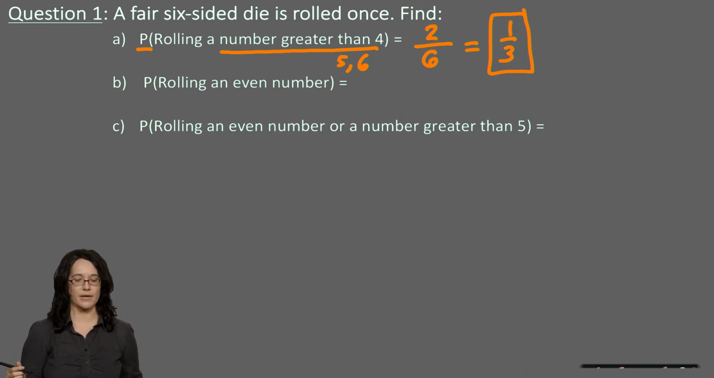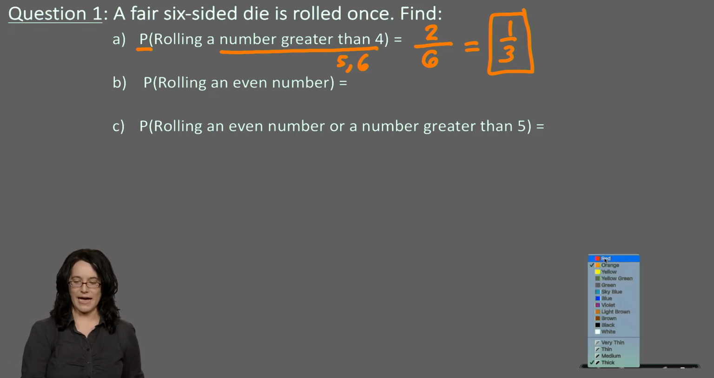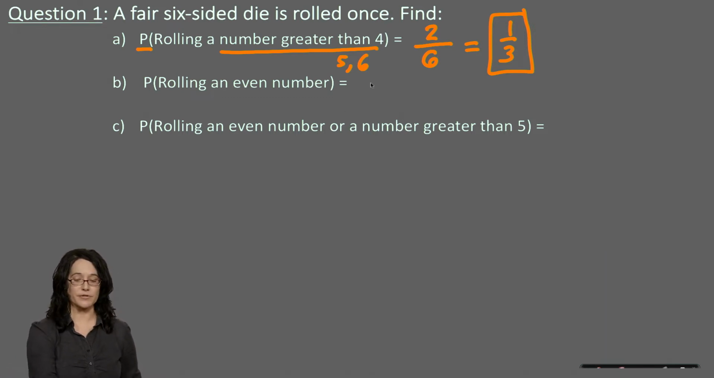Let's do the next one. What's the probability of rolling an even number? This one you should know by heart, right? Because half of these numbers are even. So the answer is 1/2, but you could have worked it out the long way. 2, 4, and 6 are your 3 even numbers. 3 favorable outcomes out of the total 6 possibilities, which does reduce to 1/2 or 50%. It would have been the same if I had said, what's the probability of rolling an odd number?